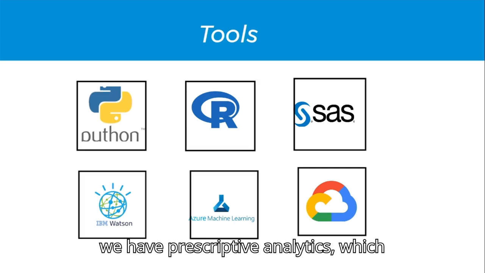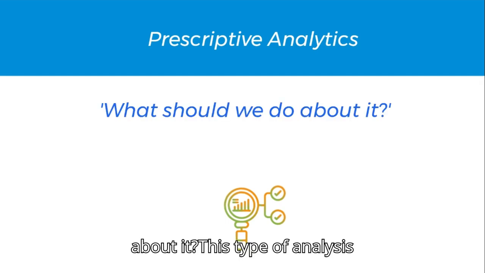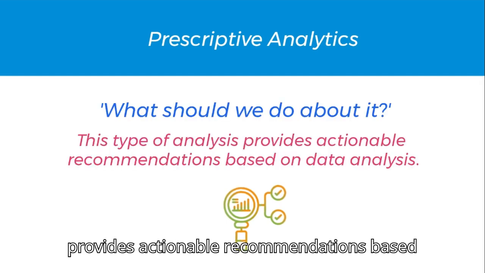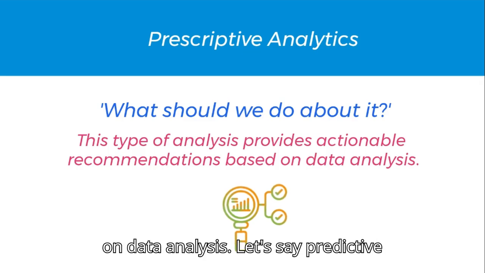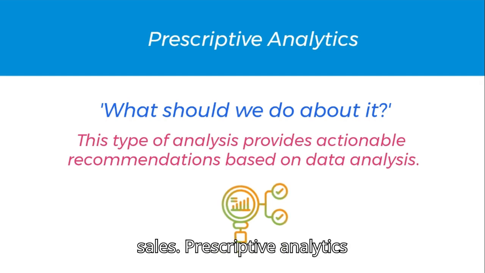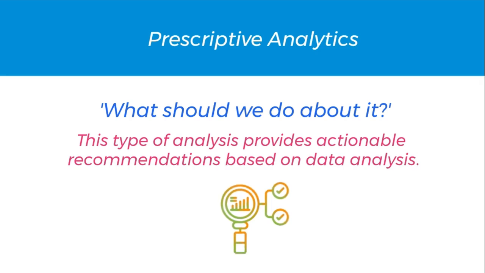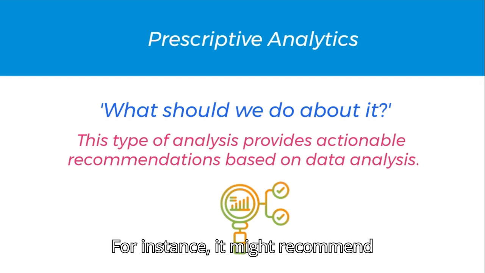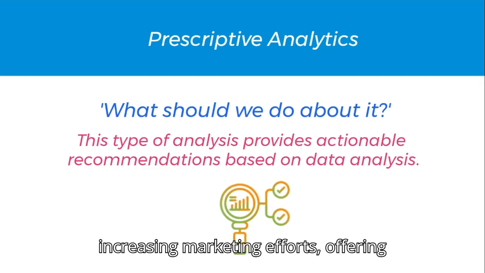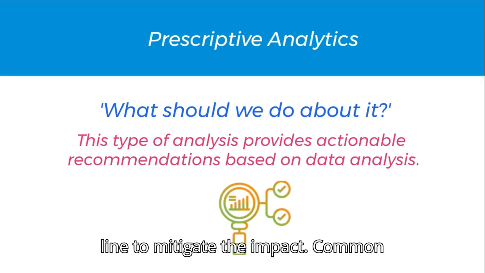Finally, we have prescriptive analytics, which answers the question, what should we do about it? This type of analysis provides actionable recommendations based on data analysis. Let's say predictive analytics suggests a potential drop in sales. Prescriptive analytics could offer strategies to prevent this. For instance, it might recommend increasing marketing efforts, offering discounts, or diversifying your product line to mitigate the impact.